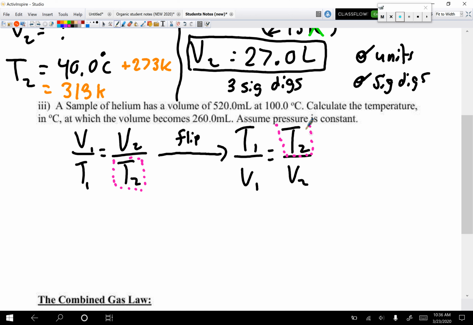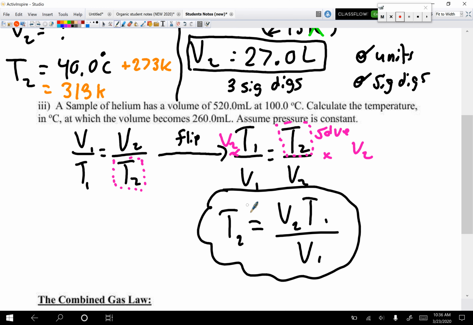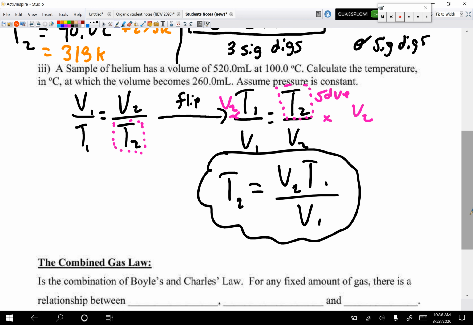Now we'll notice that if we want to solve for this right here, we can, because now we can multiply both sides by V2 to get our new equation of T2 is equal to V2 T1 all over V1. And that was our new equation. Then when you do solve that, you are going to get your answers.